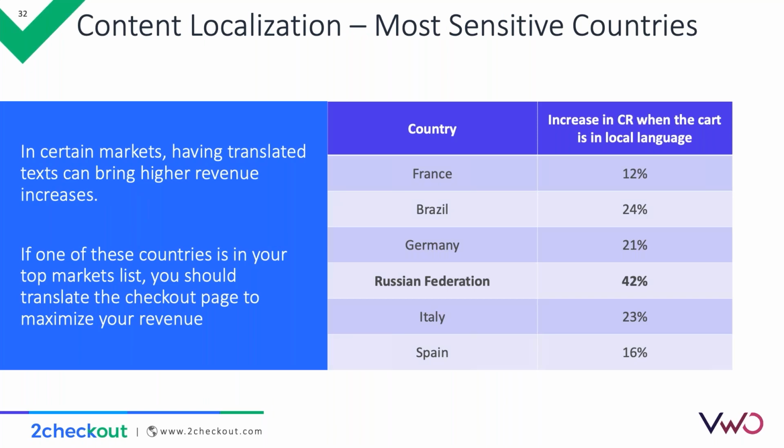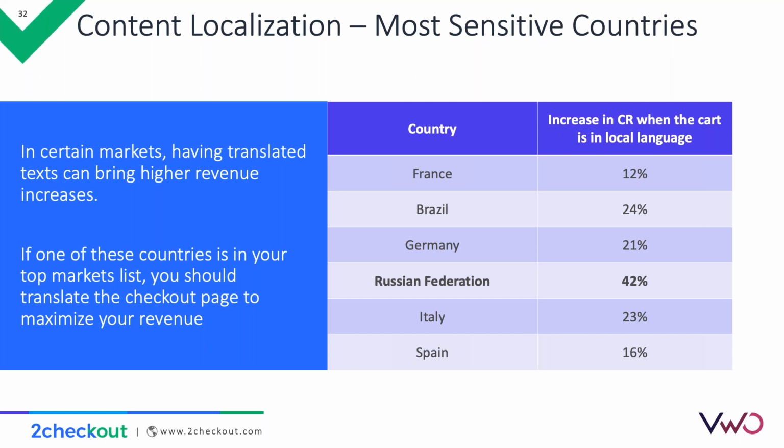Okay, I also want to give you a heads up on the countries where making those changes will bring you the biggest conversion rate increases. While I suggest you try and localize in all the countries you're selling in, that can be quite a big resource investment. I am aware of that. So you can use this cheat sheet of the countries that are most sensitive to having the card translated. So if any of your top markets are on this list, you should definitely prioritize them.